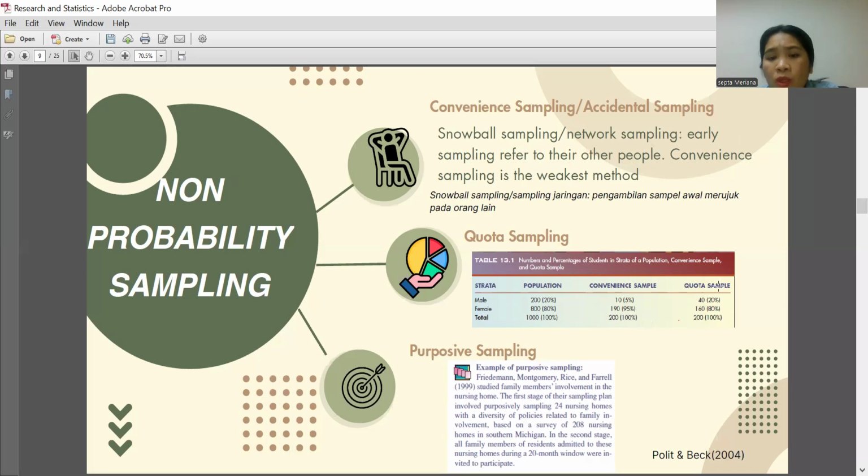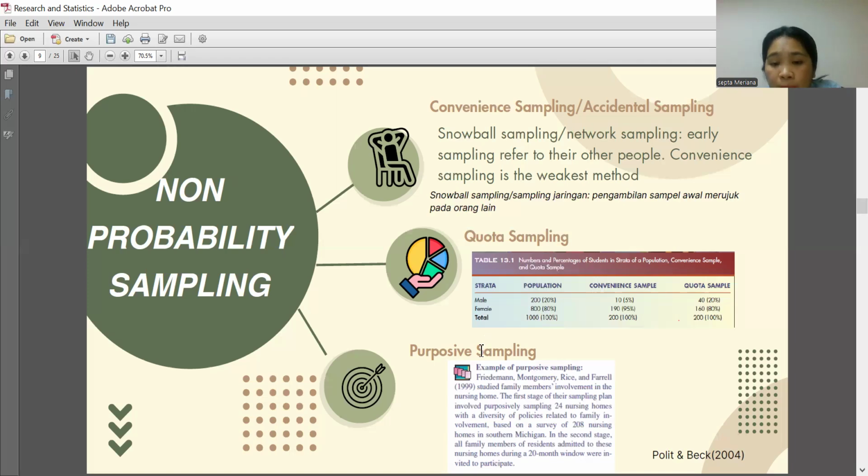The quota sampling, this is the example here. In quota sampling, we take the quota from each stratum. So this is the population: male is 200, female is 800. We take 20% of them. So 20% of 200 is 40, and 20% of 800 is 160. That is quota sampling. And you can see the convenience is only convenient for the researcher.